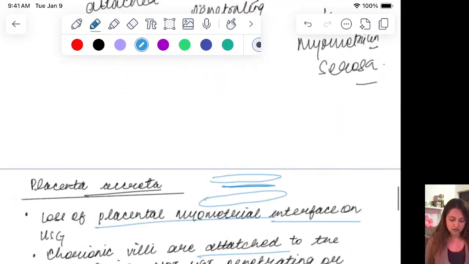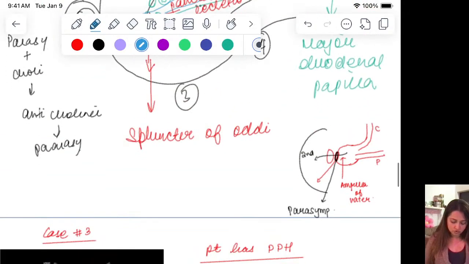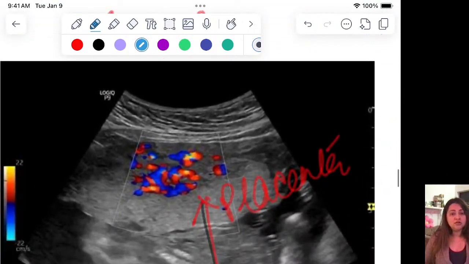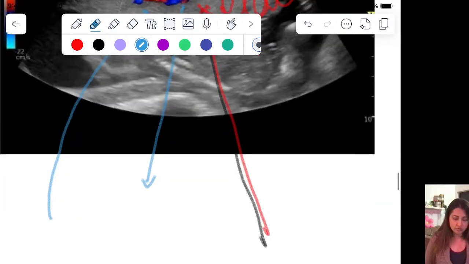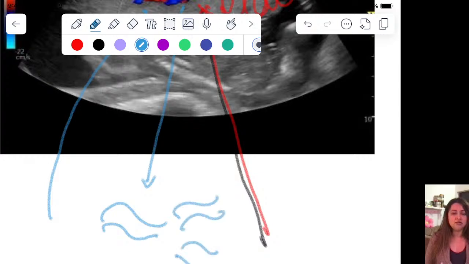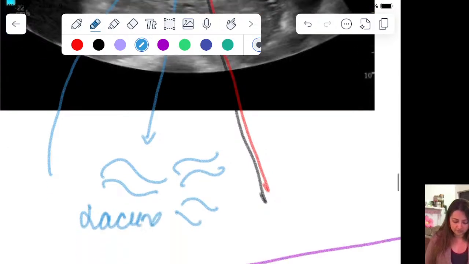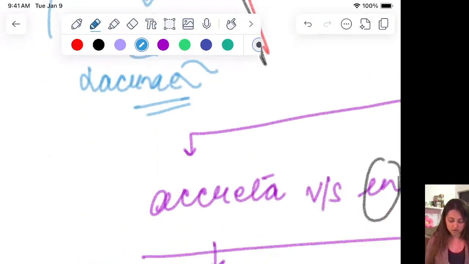Okay. One more thing. What is shown here in this ultrasound image? So on Doppler, you are able to see that there is extensive blood flow here. The blood flow is increased. Remember, if I remove the Doppler from here, you'll be able to appreciate the hypoechoic tortuous vessels. So there are lacunae present in the placenta. Placental lacunae are present. Remember this. Okay. Moving on.